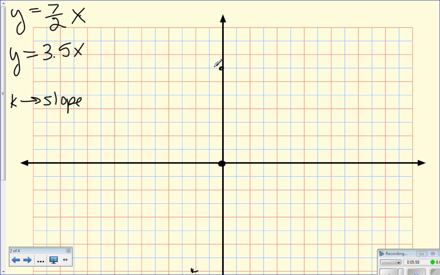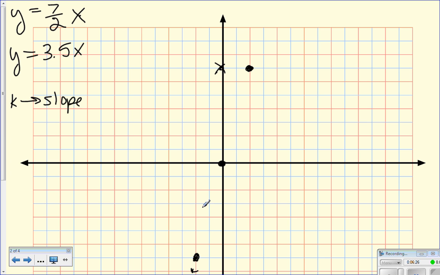Oops, I didn't mean to actually put a point there. There should not be a point there. That's not a point. Up 7, right 2. So my point is right there. I could also go down 7 and left 2 because slope is positive over positive, that's positive. Or I could go negative over negative, and a negative divided by negative is a positive. So I still have a positive slope by going down and left.